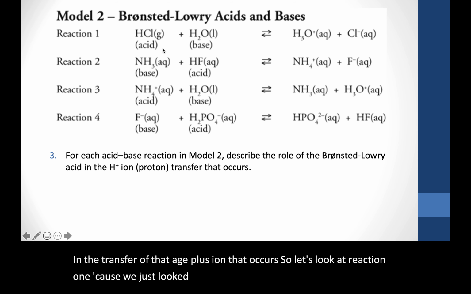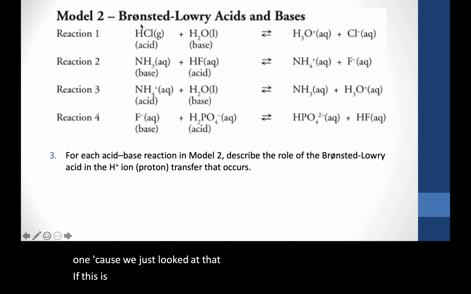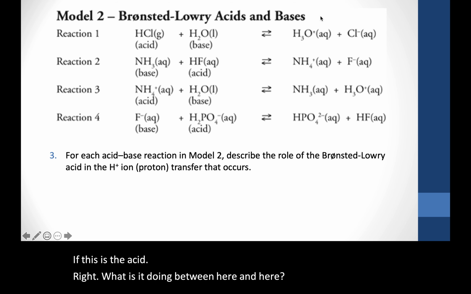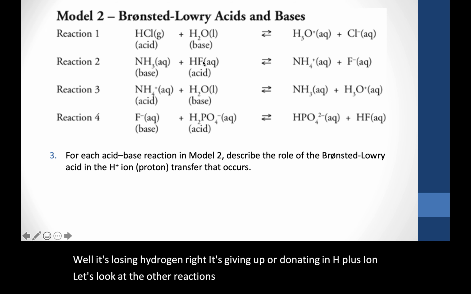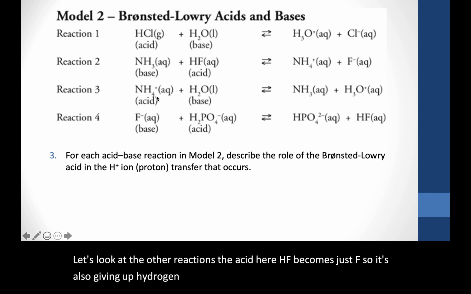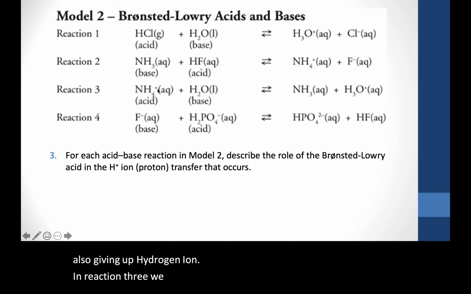So if this is the acid, what is it doing between here and here? Well, it's losing hydrogen. It's giving up or donating an H plus ion. Let's look at the other reactions. The acid here, HF, becomes just F minus, so it's also giving up a hydrogen ion. In reaction 3, we have NH4 plus, and it becomes NH3. Again, it's giving up a hydrogen ion.